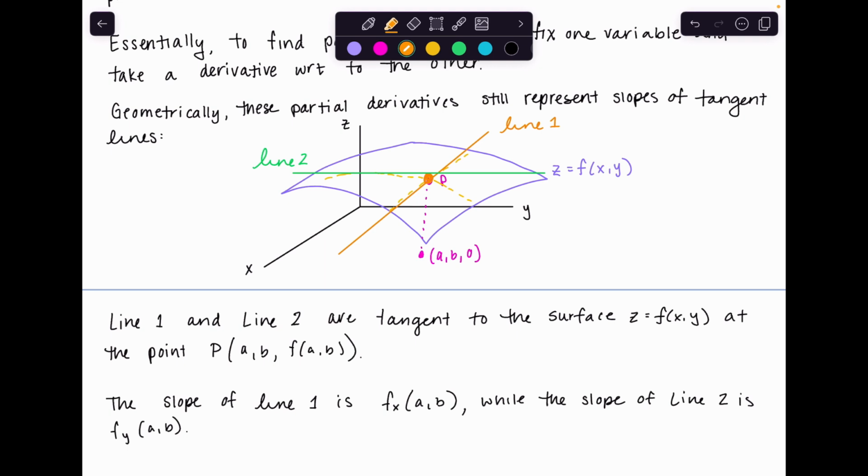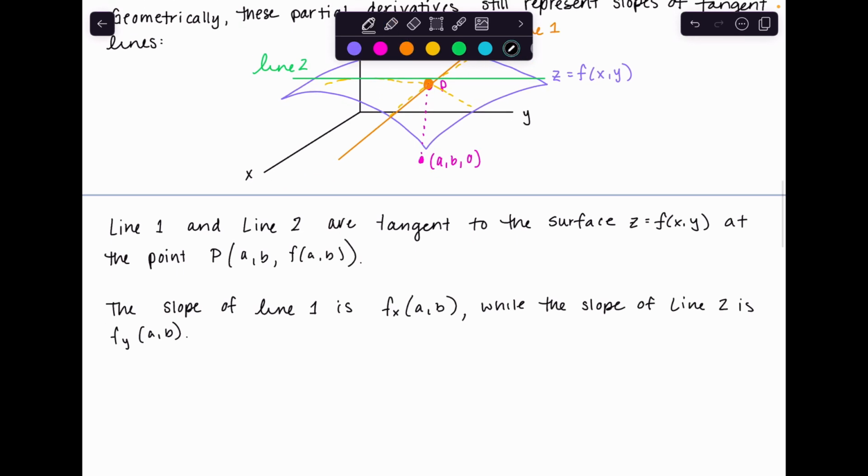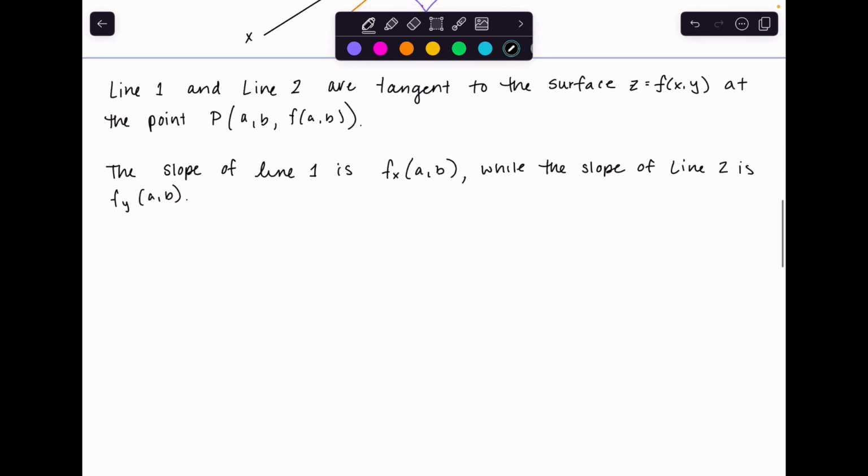And then in the same manner that we would call our derivatives rates of change, so the rate of change of f or the rate of change of y with respect to x, same exact thing here. They're still representing rates of change. So partial derivatives still represent rates of change.